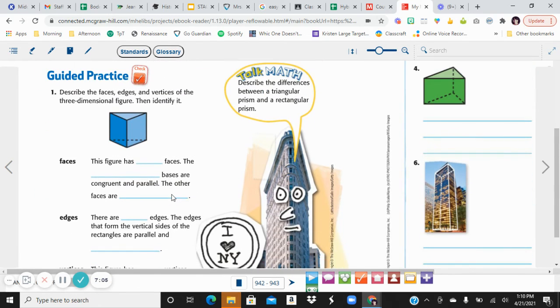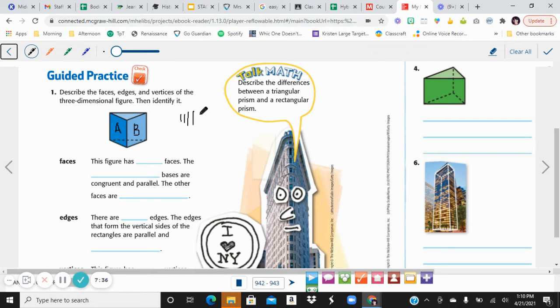We're going to describe the faces, edges, and vertices of this figure and then try to identify it. So we're going to count the faces on this. So let's count them up. We've got the top and the bottom. That's my 2 triangles, the bases. The top and the bottom are triangles. So 1, 2. I can make tick marks here to keep track of them. Then I've got, say, side A here. That's 3. Side B here. That's 4. And side C's on that back side. So it has 5 faces.